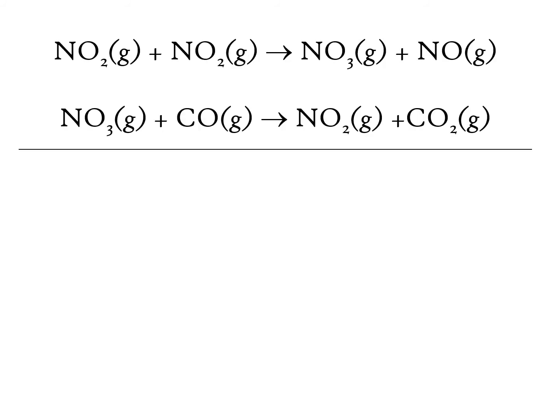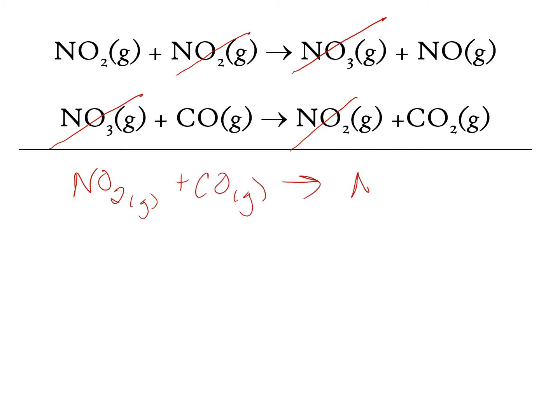Let's see if this adds up to our balanced equation. So notice NO3 is formed and then consumed. Notice that NO2 will cancel. So we have NO2 plus CO yields NO and carbon dioxide, which is our balanced equation that was given initially. So this verifies that this proposed reaction mechanism is viable.